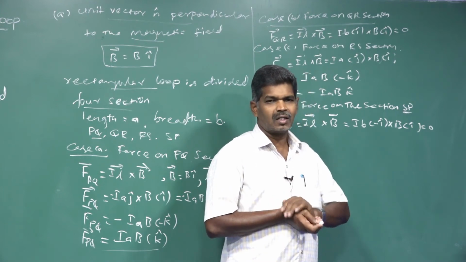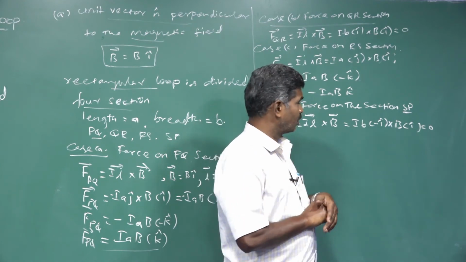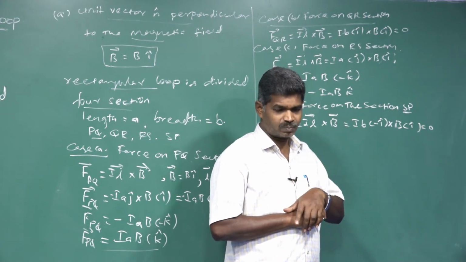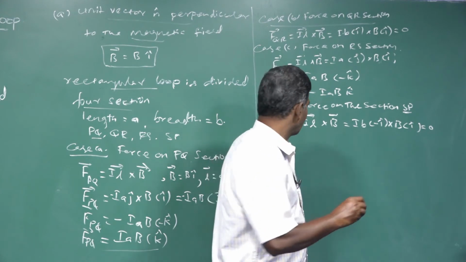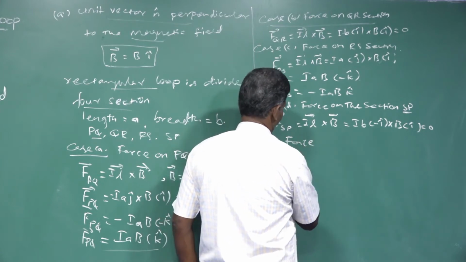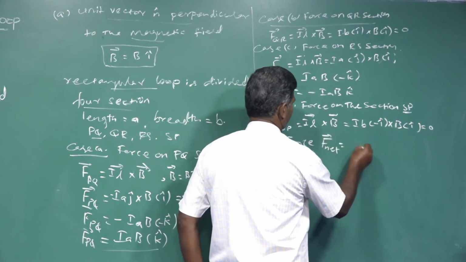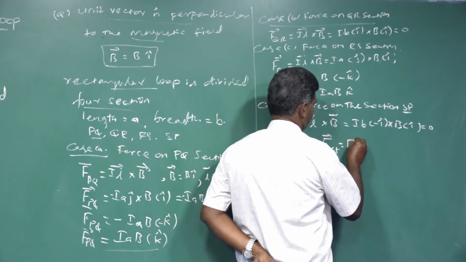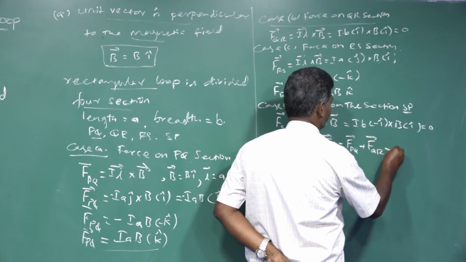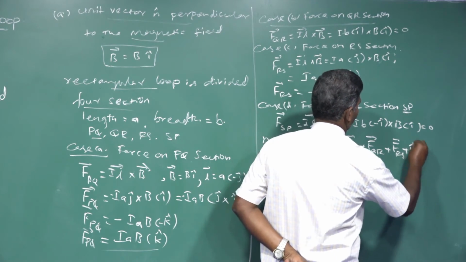Then we want to find the net force. We want to make a vector sum of all the four forces. In that we know that 2 forces are 0. 2 forces we have a value that we are going to substitute in our net force equation. F net vector equal to first vector, that is F PQ vector plus F QR vector plus F RS vector plus F SP vector.